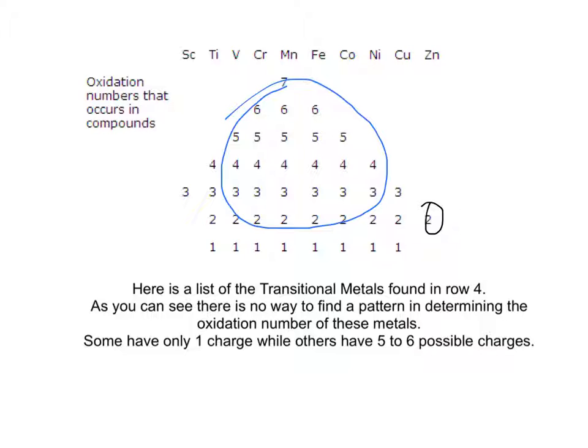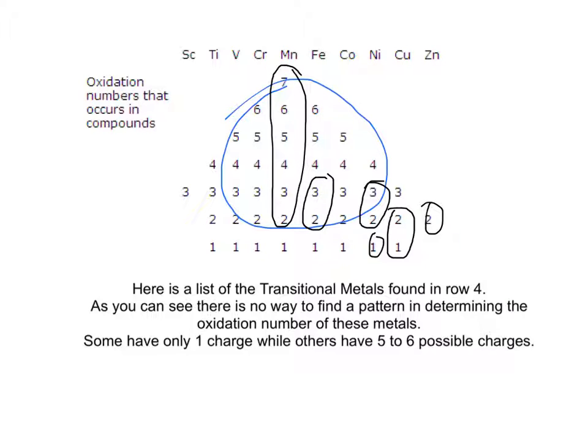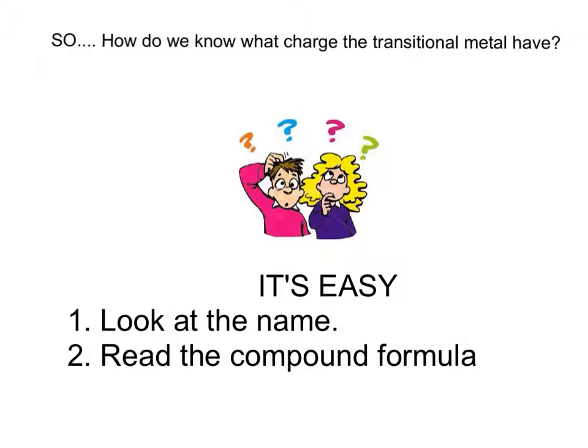Copper is usually either copper 2 or copper 1. Nickel is usually always somewhere in this 2 to 3 range, but occasionally could be a 1. Iron is usually always a 2 or a 3. Manganese can be anywhere from 7 to 2 in through here. And then chromium is usually in this 4 to 3, but it can have different charges. So there's really no way we can determine what the charge is on this unless we see the name or we read the compound formula.